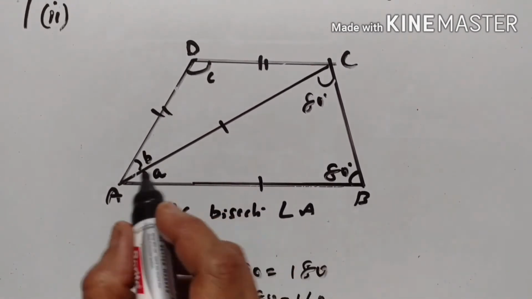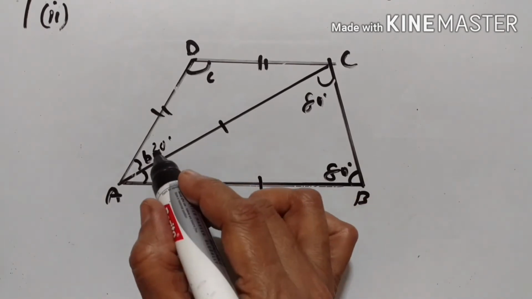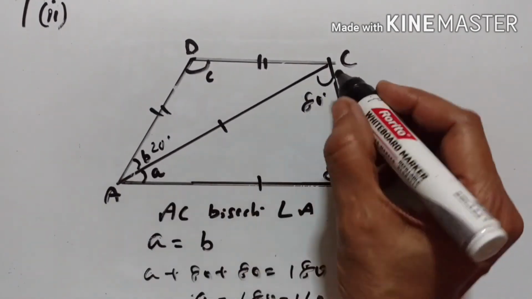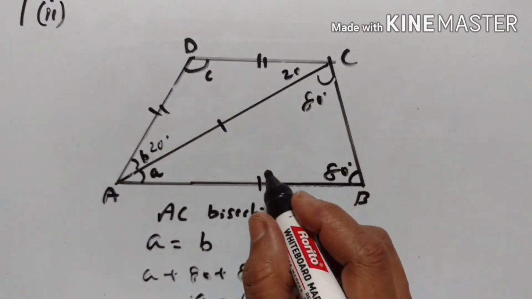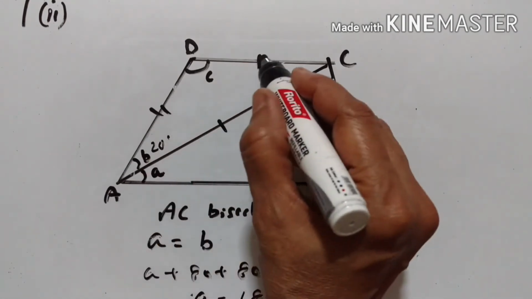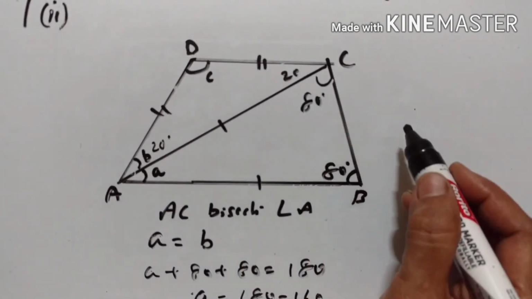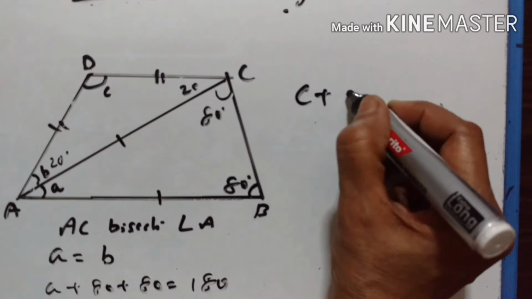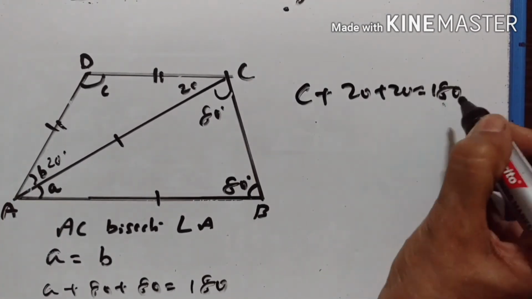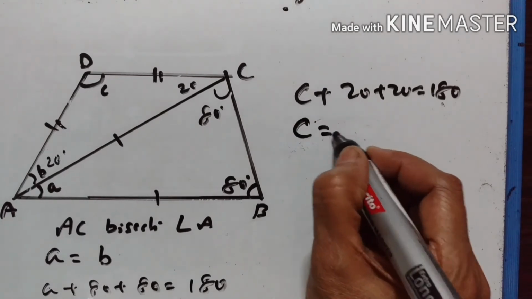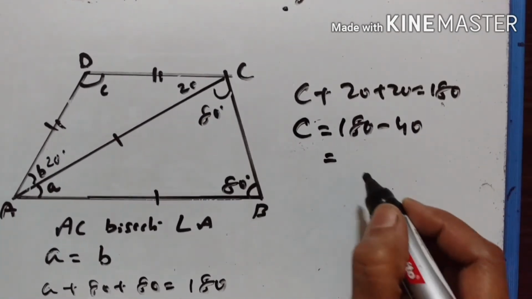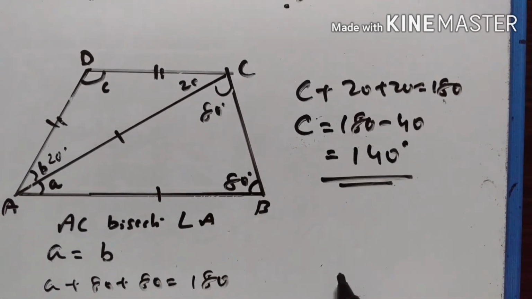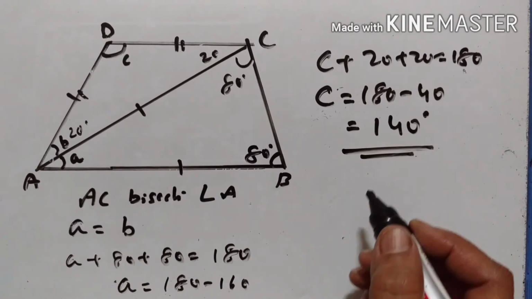If A is equal to 20 degrees, then B is also 20 degrees. If angle DAC is 20 degrees, then angle DCA is also 20 degrees. Why? Because angles opposite equal sides are equal. DAC is an isosceles triangle. Therefore C plus 20 plus 20 is equal to 180. Sum of the angles of a triangle is equal to 180. So C is equal to 180 minus 40. That is 140. C is equal to 140 degrees. A is equal to 20 degrees, B is equal to 20 degrees and C is equal to 140 degrees.